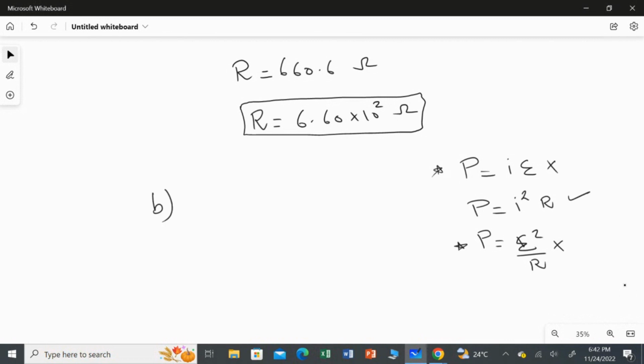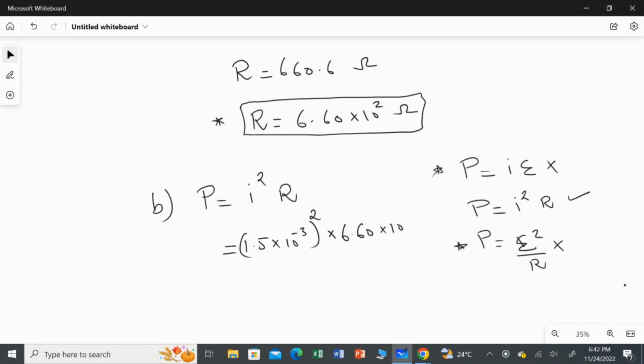So for getting the answer for the second part, I'm going to use power P equal to I squared multiplied by R. As we already know, the value of the current is 1.5 milliampere. That means 1.5 multiplied by 10 to the power of minus 3, the whole squared, multiplied by the value of R. We already found the value of R in the first part of the question, which is 6.60 multiplied by 10 power 2. So I'm going to calculate the value of the power. What's the answer? Let's see. 1.5 times 10 power minus 3, squared, multiplied by 6.6 times 10 to the power of plus 2.